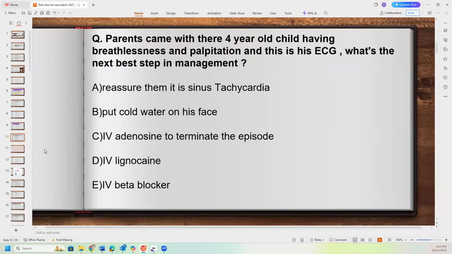Are you clear, guys? Any question from you? So this is how we discuss questions. And if you have questions, you can just write in the chat and I'll be able to help you guys try to clear your concepts.